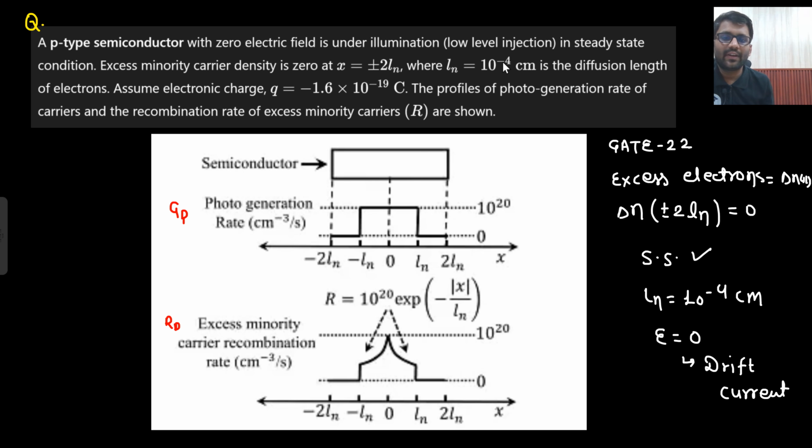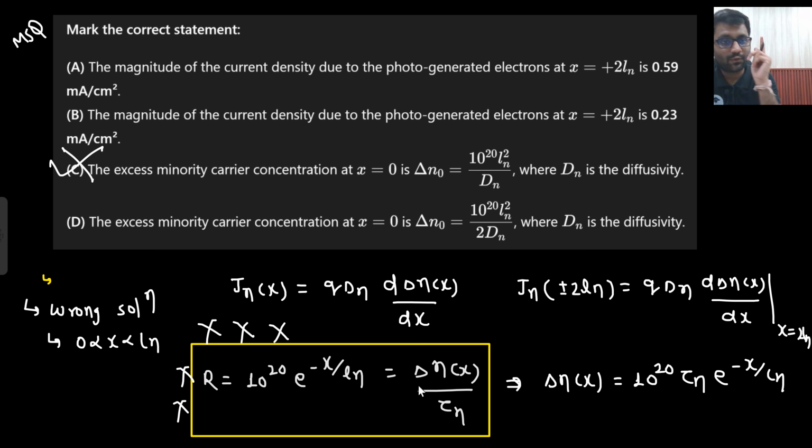Did they mention anywhere about tau n, about the lifetime? Did they say that lifetime is uniform, that it is not a function of x? Nowhere is it mentioned. It could be a function of x. So how can you apply this formula? This formula is applicable only when tau n is not a function of x. It is uniform and constant.